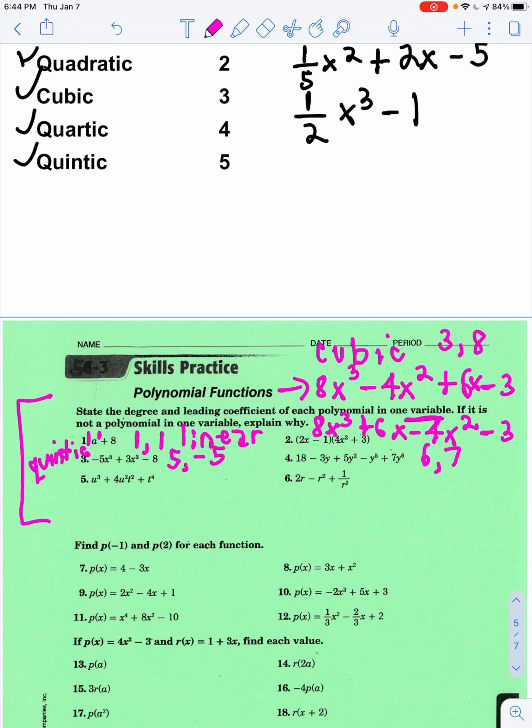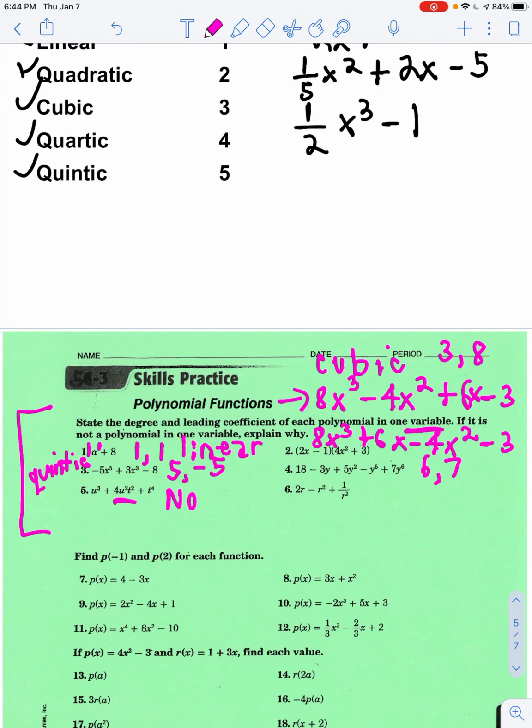Number 5, easy. The answer is no. It is not a polynomial in one variable because we have a product of u and t. So it contains 2 variables and therefore is not a polynomial in one variable. In number 6, the key thing that's wrong is 1 over r squared. Remember, that has to be plus r raised to the negative second. And to be a polynomial, the exponents cannot be negative. So the answer here on 6 is no as well.